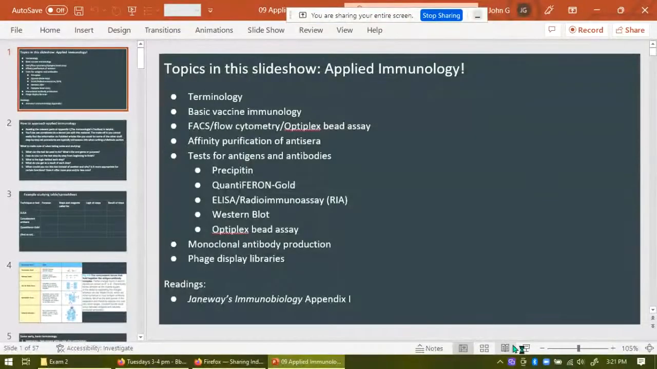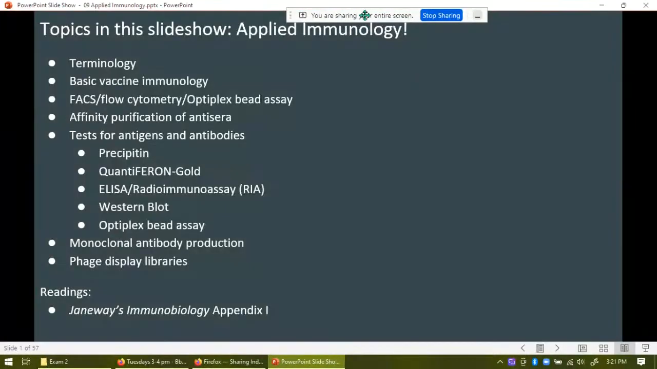We're going to start the exam 2 stuff now. The first content for exam 2 is applied immunology. Okay. So applied immunology seems hard, but once you kind of get the hang of it, it's actually not that bad.